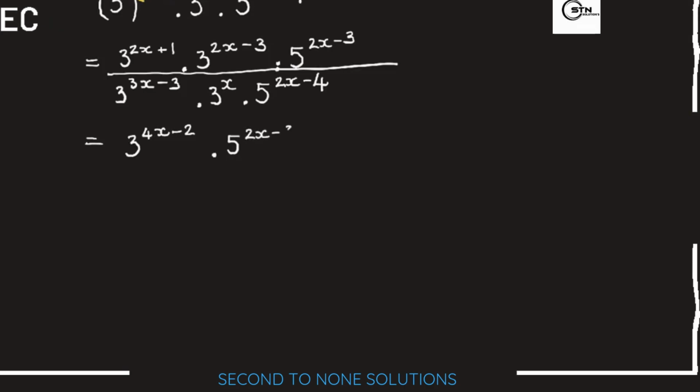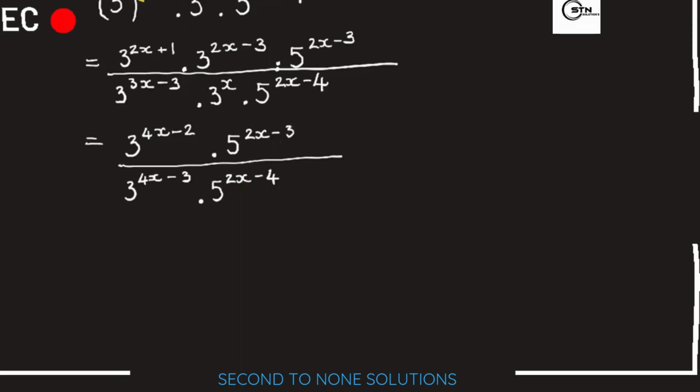So I'll write it. And then in the denominator, I've got 3's. They're the same base, so that means I can add the exponents because they're multiplying by each other. So that gives me 3 to the power of 4x minus 3 times 5 to the power of 2x minus 4. So some of you are going to look at this now and go, but Helen, you can just cancel off and all of those things.